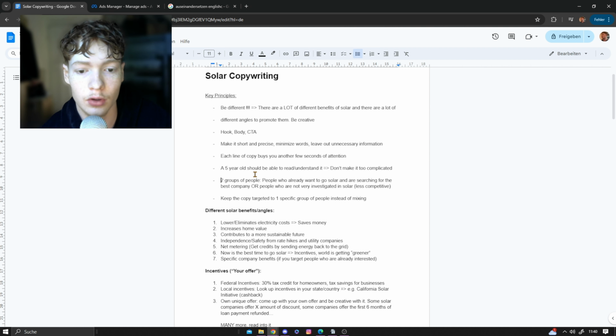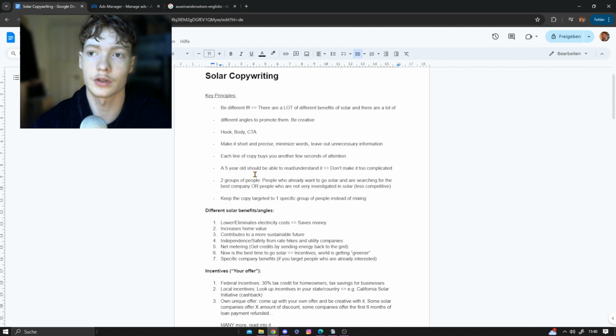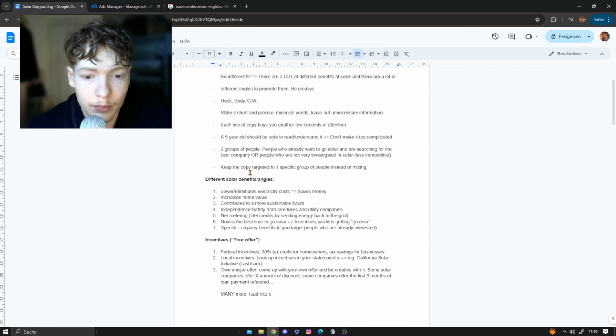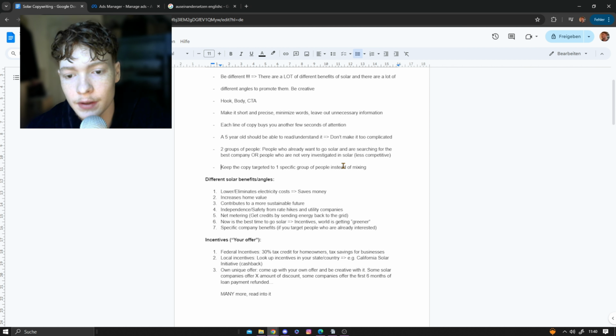But when you want to target the less competitive, bigger group of people, then you want to say something like, are you tired of the rising electricity costs? You can cut your electricity bill right now, and so on. This way you don't immediately talk about solar, but you talk about benefits of solar, and you're trying to spark their interest in solar. So very fundamentally different. Then the last key principle I wrote down here is to keep the copy targeted to one specific group of people instead of mixing.